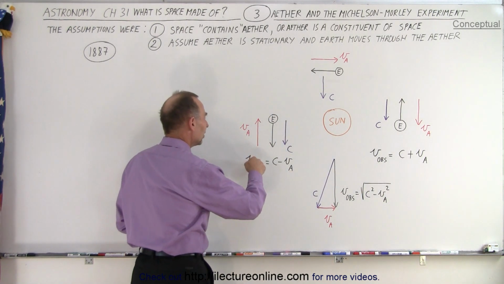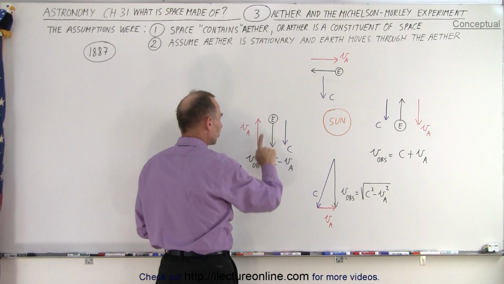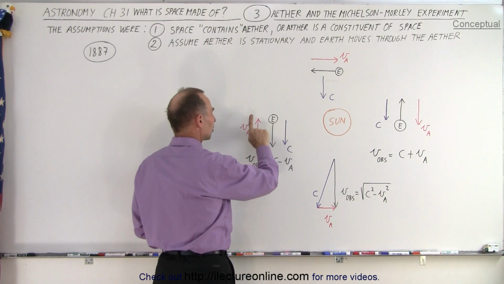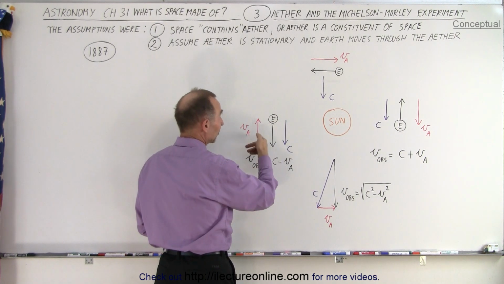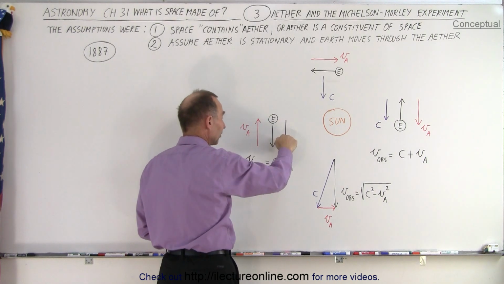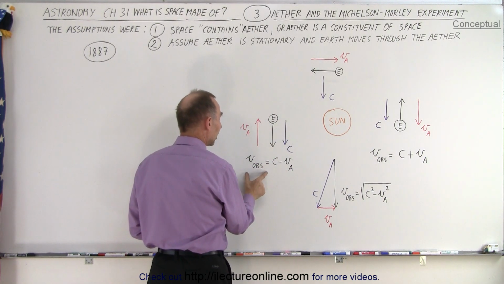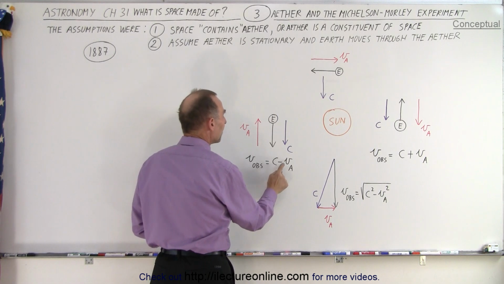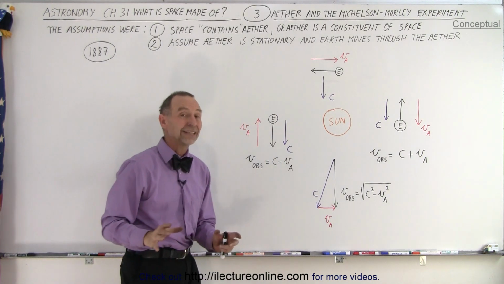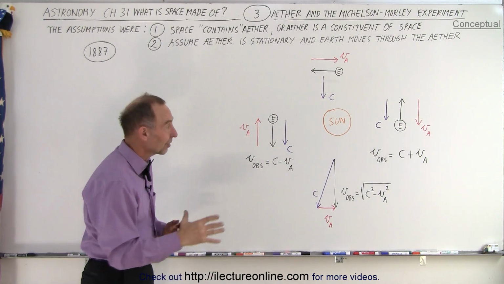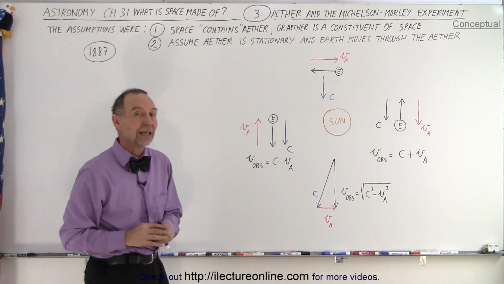And then on this side, notice that the Earth will be moving in this direction. Ether will appear to be moving in this direction at the same velocity as the velocity of the Earth. Speed of light is in this direction, so the observed velocity of the light should be the speed of light minus the velocity of the ether. At least that's what they theorized, and that's what they're going to set up as an experiment.